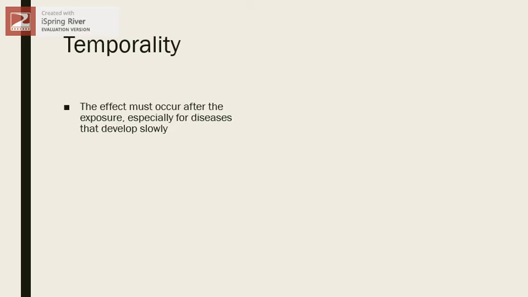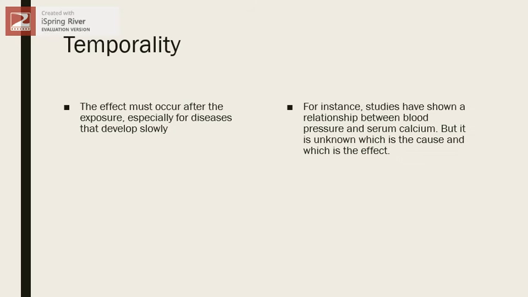The next causal criteria is called temporality. This has to do with time sequence. This says that the effect must occur after the exposure. The effect has to come after the cause. This is especially true for diseases that develop slowly over time.